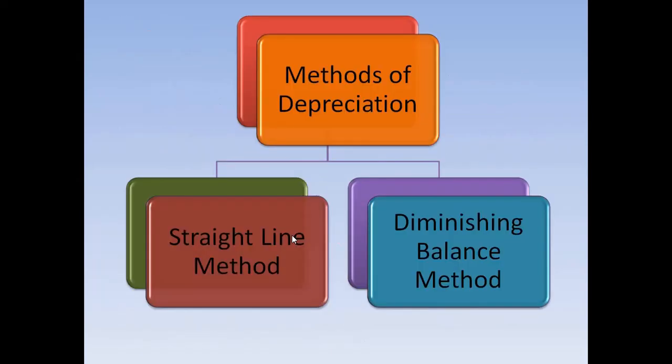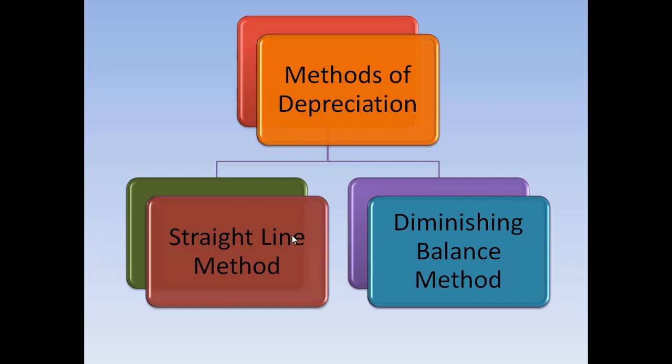Okay, now let me go to this part because this is more important. Methods of depreciation. So there are varieties of methods. Say double declining method, the machine hour rate method, MHR, and then sinking fund method, annuity method. So many methods are there. At least 10 methods are there, so far I know.